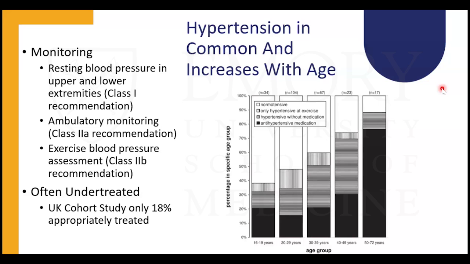Hypertension is often undertreated, and a UK cohort study that looked at all patients with coarctation in the United Kingdom found only 18% of their patients were actually appropriately treated, and my suspicion is the United States is not that far off from the United Kingdom.